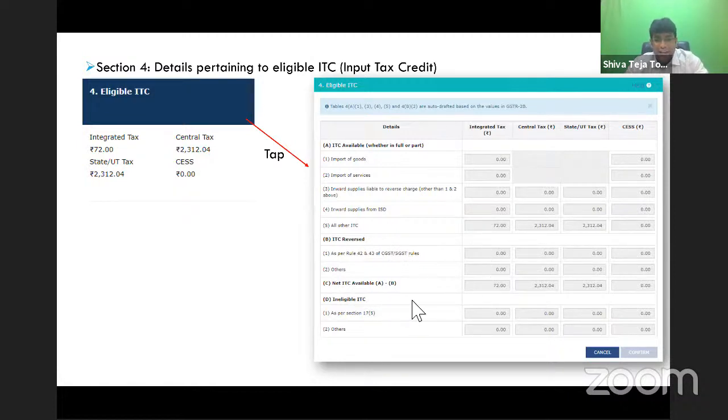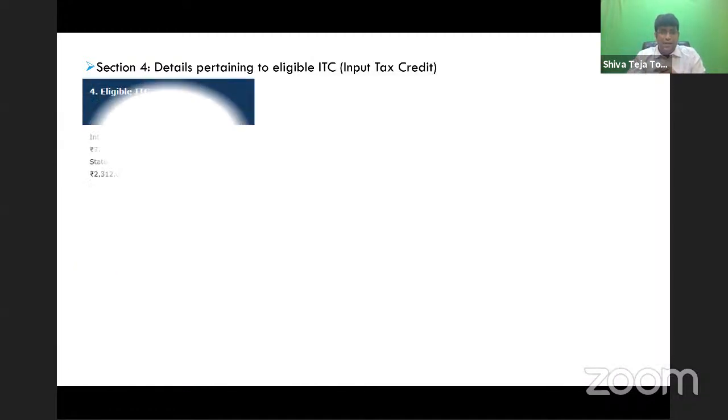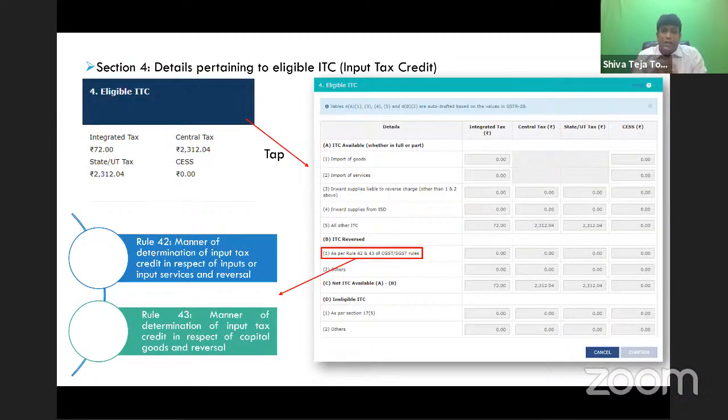The next one, ineligible ITC, that is section 17(5), very important, which talks about blocked credit. As I told you, there are certain special cases where credit is blocked. Even though it is related to business use, still credit is not allowed. Now see, one interesting flash has come there. See the flash, guys. Rule 42: manner of determination of input tax credit in respect of inputs and input services and reversal. And Rule 43 is related to capital goods.